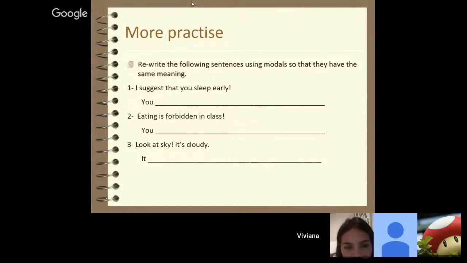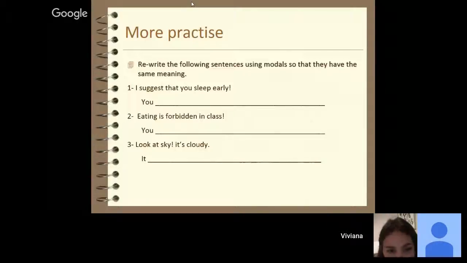Okay, we're going to rewrite these sentences using modals so that they have the same meaning. So we have here a sentence, but we're going to write it differently so that it means the same message. Let's start with Angie, please. Angie, are you there? Is Angie there? Okay, let's continue with Lisette then.